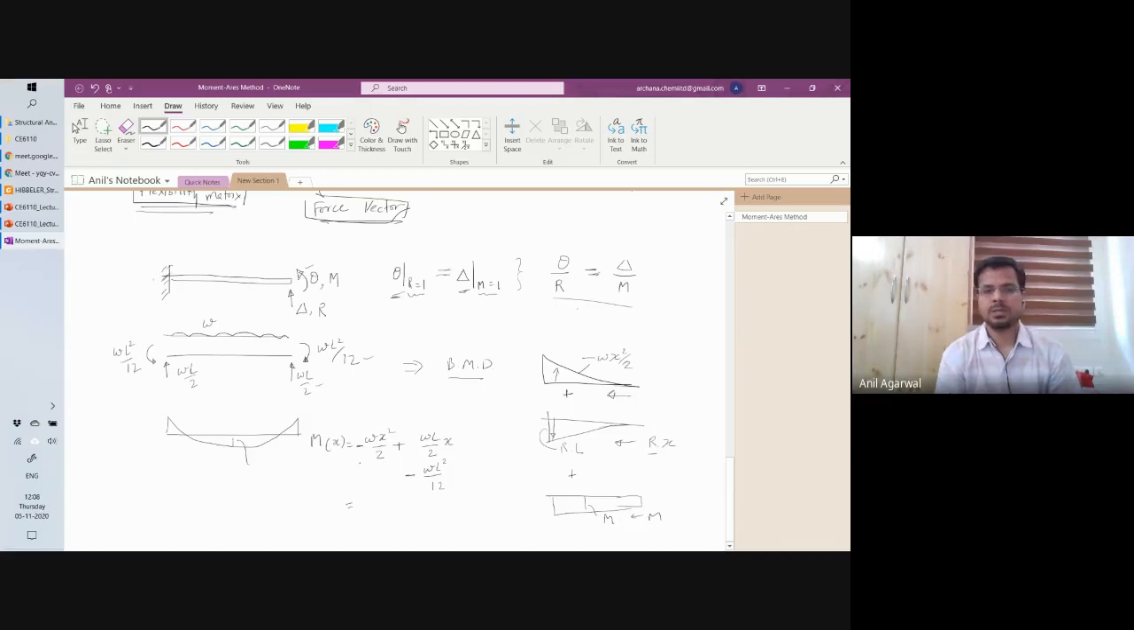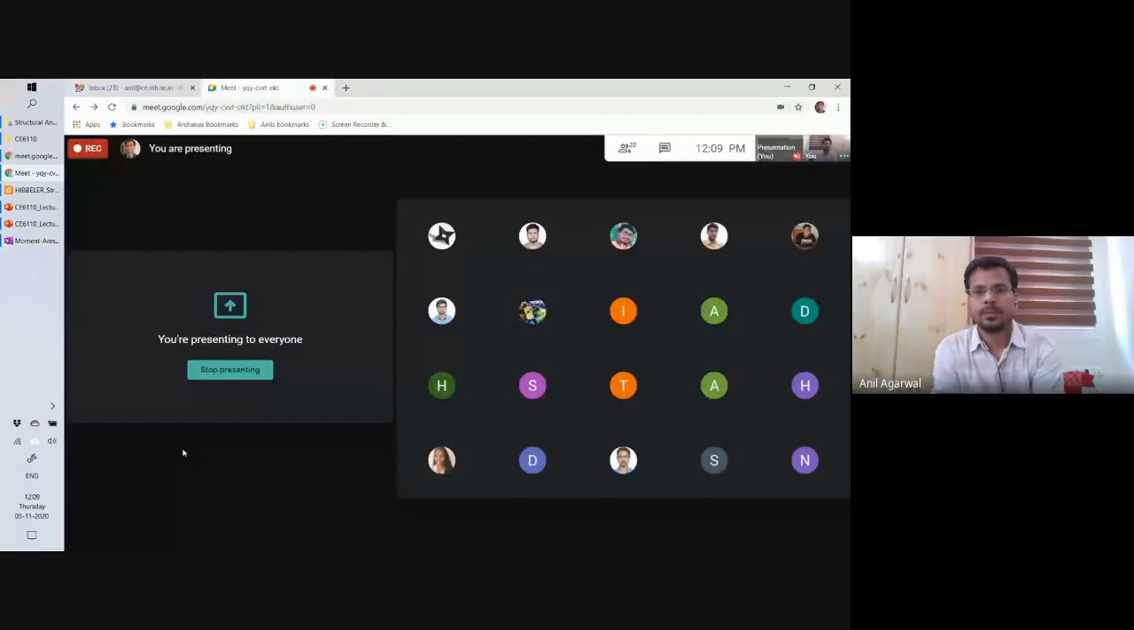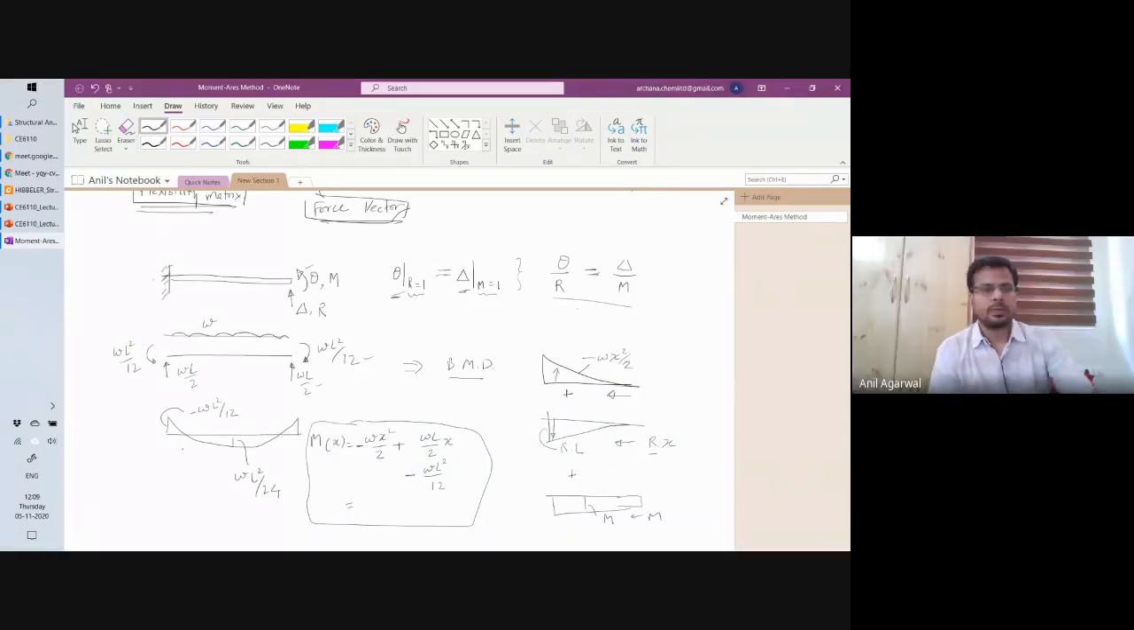Please let me know if I made a mistake here in this calculation. Please recheck this calculation. Okay. This value will turn out to be WL square by 24, and this one will be minus WL square by 12. Fine. Everybody looks okay? Yes, sir. All right, fine.